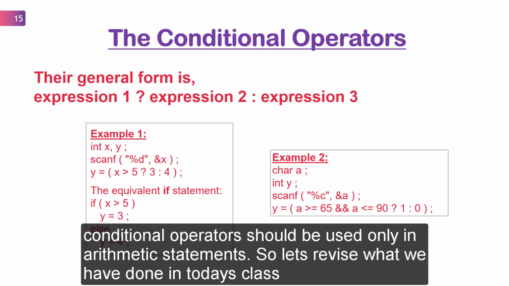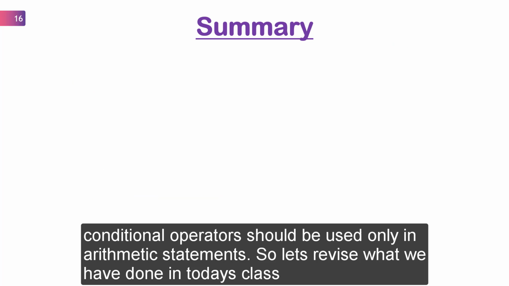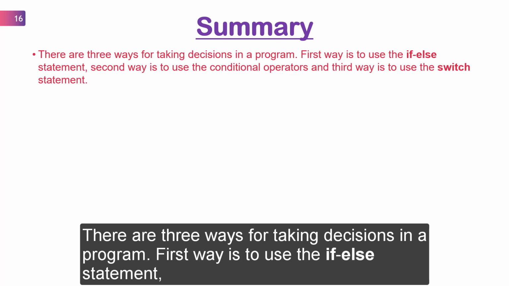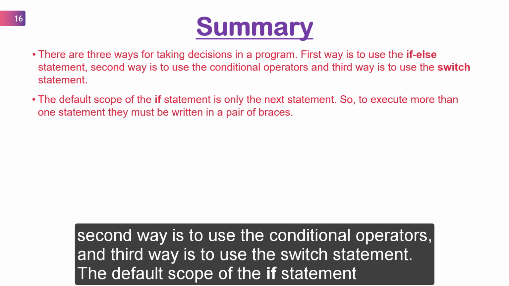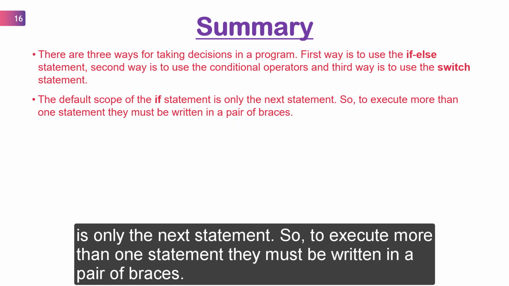So now let's revise what we have done in today's class. There are 3 ways of taking decisions in a program. First way is to use the if-else statement, second way is to use the conditional operators, and third way is to use the switch statement. The default scope of the if statement is only the next statement. So how to execute more than one statement? They must be written in a pair of braces.